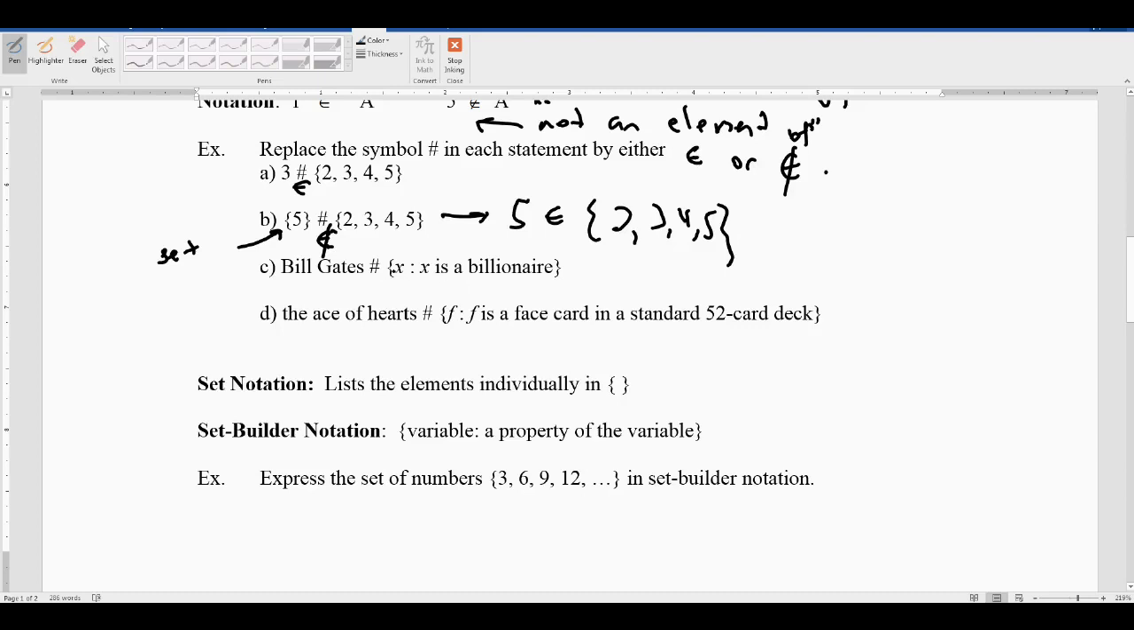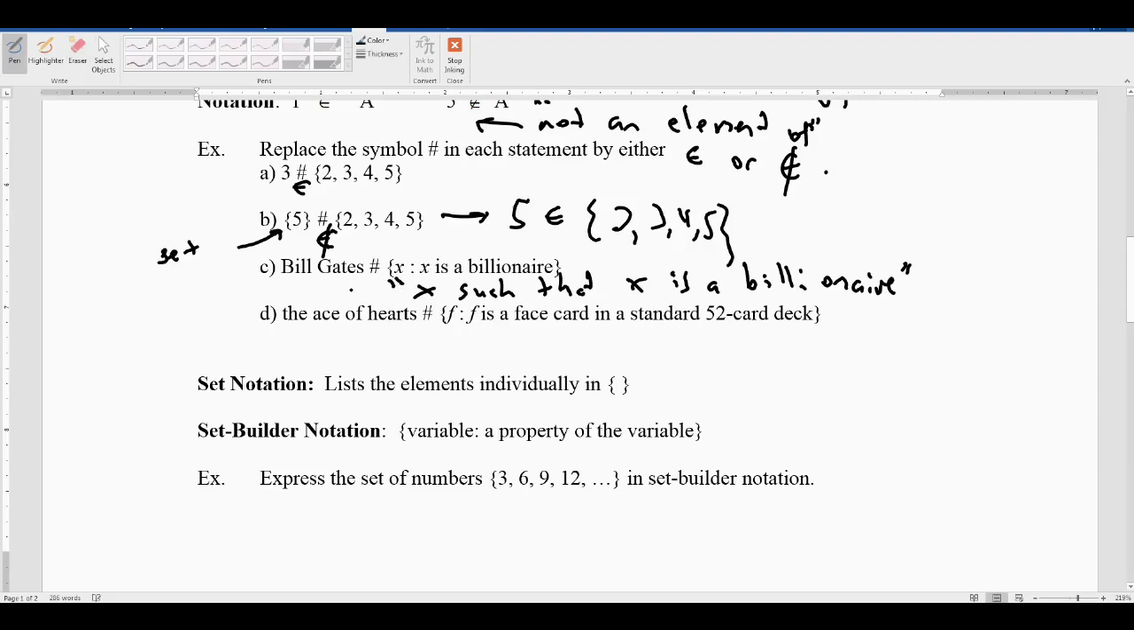Bill Gates. Now, when you look at this, this is called set notation. The way you read this is going to be read as X such that X is a billionaire. And in this case, that X represents the person or people. In this case, Bill Gates.